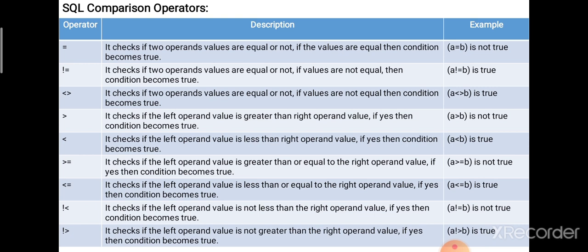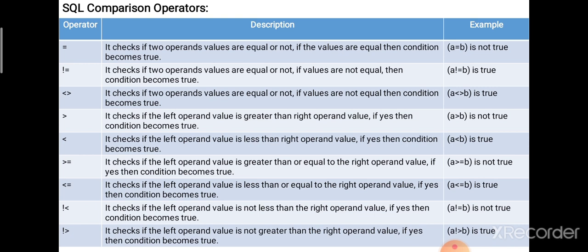Next symbol greater than. Greater than means it checks if the left hand operand value is greater than the right operand value. If it is yes, then the condition becomes true. Okay. According to the taken values, the condition is not true. Next symbol is less than. It checks if the left operand value is less than the right operand value. If the condition is satisfied, then it becomes true. So here based on our taken values, the condition is true.